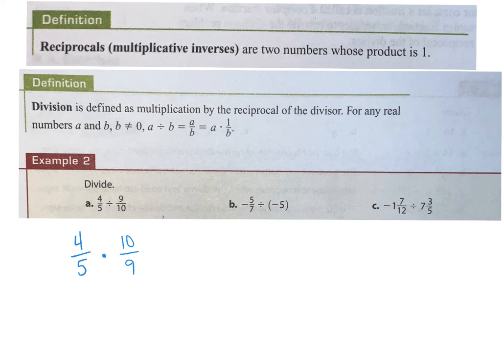And then I can apply my rules of multiplication. Can I cross cancel here? Yes. I can cancel this. It's a 1 and a 2. And then I'm going to multiply across. 4 times 2 is 8. 1 times 9 is 9. All right, look at the next one.